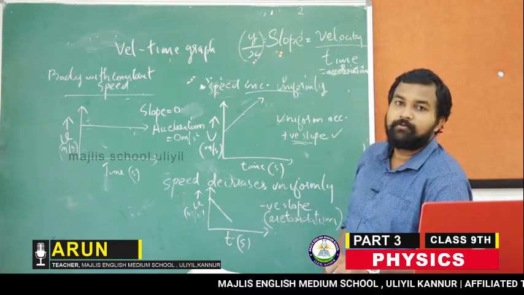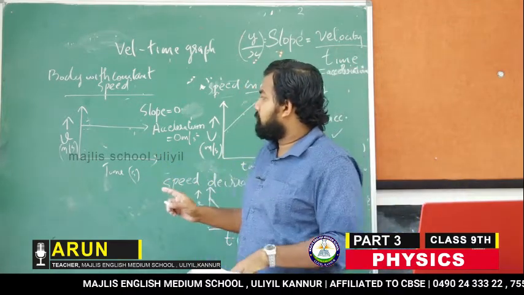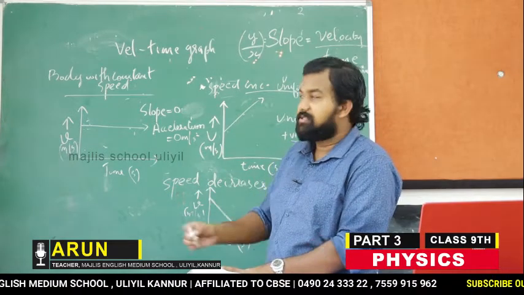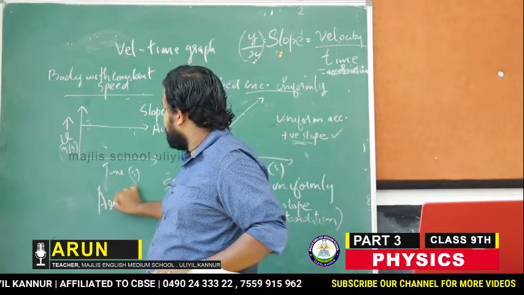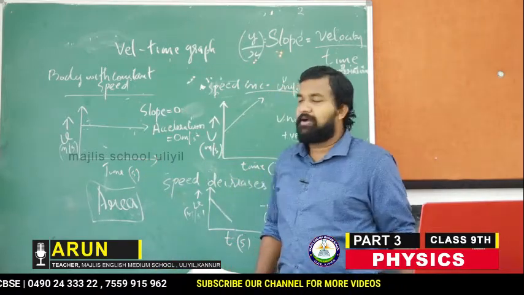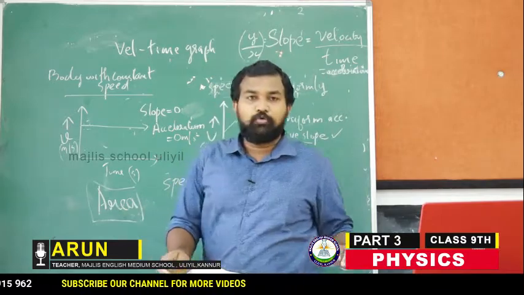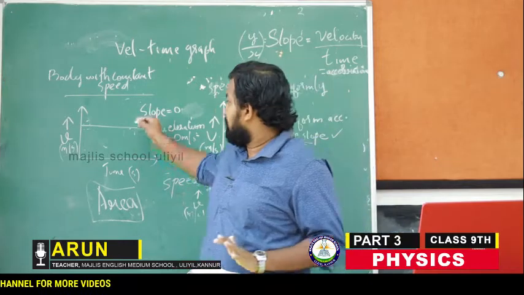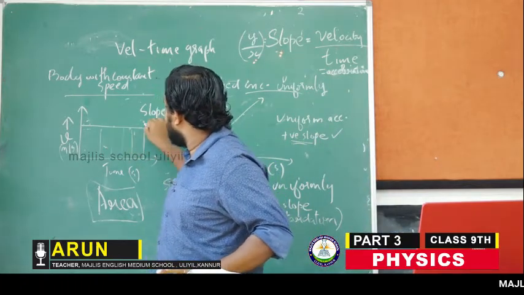Now one more thing which you have to study in this velocity time graph, which we haven't discussed in the position time graph, is the area under the graph. What will we get when we calculate the area under the graph? So what is area? Area is equal to length into breadth, isn't it? Side into side will give you what? Area.